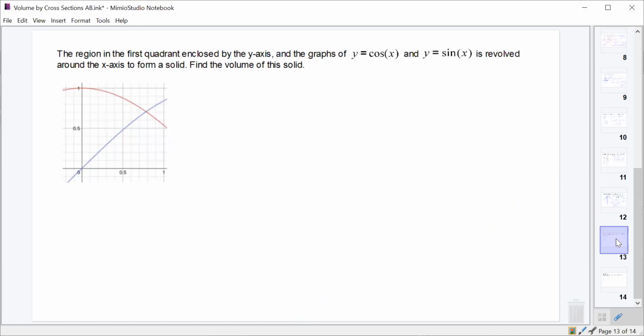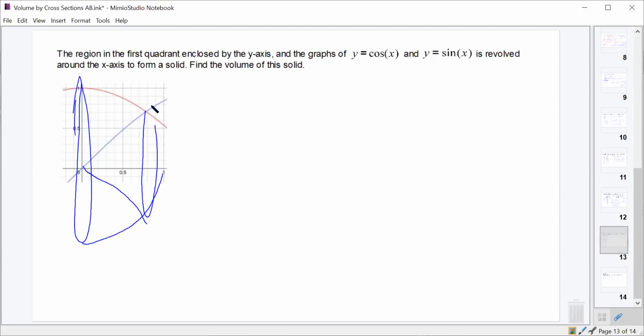Let's find the region in the first quadrant enclosed by the y-axis and cosine x and sine x. And so this first region that we get, there are more regions in the first quadrant that are enclosed by them, but we're just going to take a look at this first one. We're going to revolve this around the x-axis, so we're going to get something that looks like this, with this weird little cutout in the middle of it, sort of like the last one.